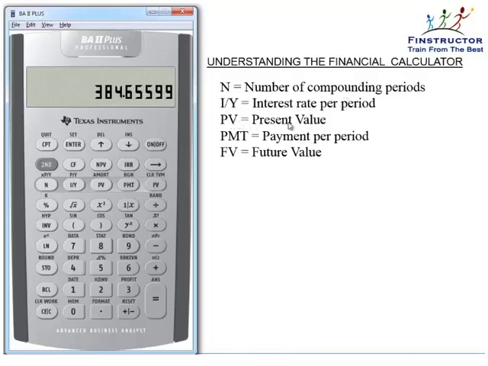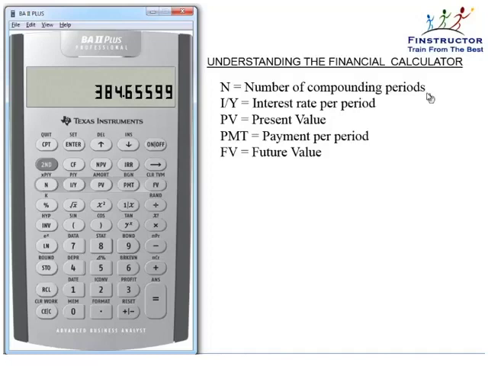PV is the present value. PMT stands for payment per period. And FV stands for future value. The property of the TVM sheet is that if you give it any 4 inputs, it will calculate the 5th one for you. So any 4 inputs given, the 5th one will be calculated.